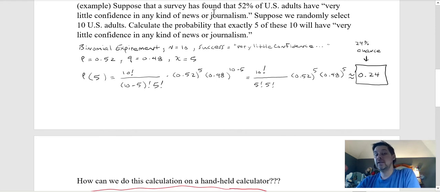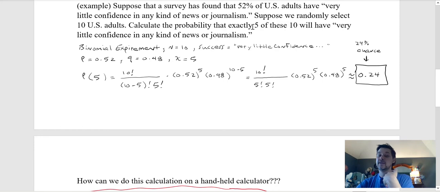Suppose that a survey has found 52% of adults in the United States have very little confidence in any kind of news or journalism. You just don't trust it, okay? Let's say. And suppose we randomly select 10 U.S. adults. Okay, maybe you see where this is going about why it's a binomial experiment. So we could say, okay, of those 10, we could go through them one at a time and say, do you have very little confidence in any kind of news or journalism or not? Okay, it's either you have very little confidence in any kind of news or journalism, or you feel some other way, okay?